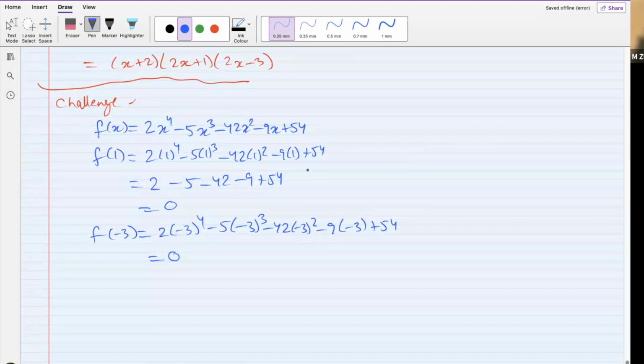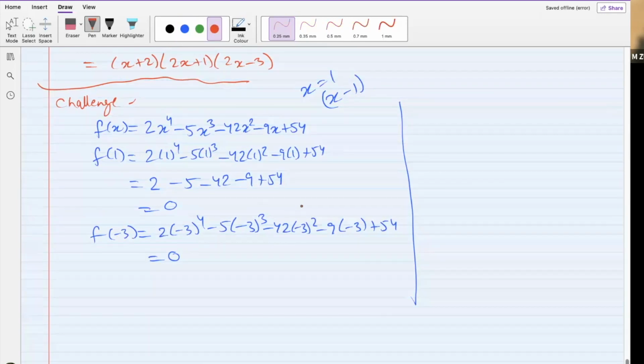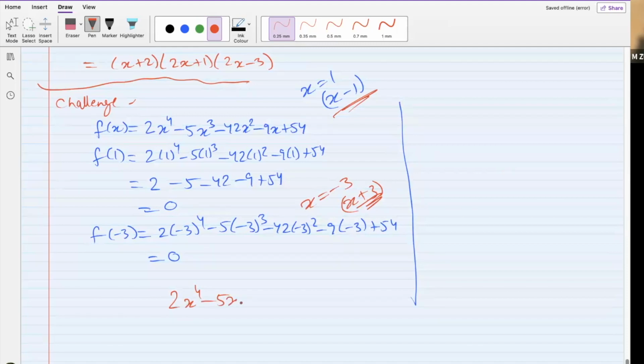So there are two ways we can do it. Firstly, we are given x equal to 1, so x minus 1 is one factor. Then it was given that x is equal to minus 3, which would mean x plus 3. So these are the two factors. We can use any one of these first. So the question is 2x4 minus 5x cube minus 42x square minus 9x plus 54. I'm selecting x plus 3 first.